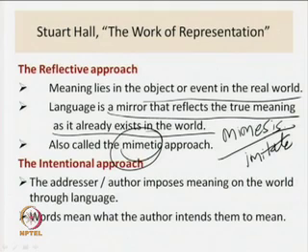The next approach, as we know, is the intentional approach, and we will learn about it through Stuart Hall's essay. Here, the addresser or the author imposes meaning on the world through language. So, here the intention of the author is important. It is not the inherent meaning alone; the inherent meaning is filtered through. Remember the filtering, the mediation. The meaning is there according to the reflective school, but the intentional approach says that here you have an agent who is seeking to give you the so-called true representation.